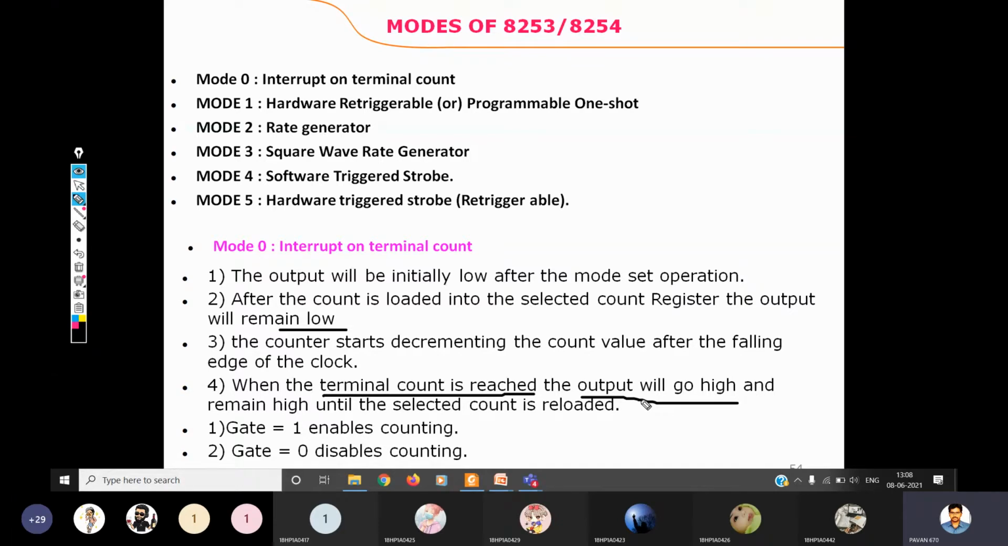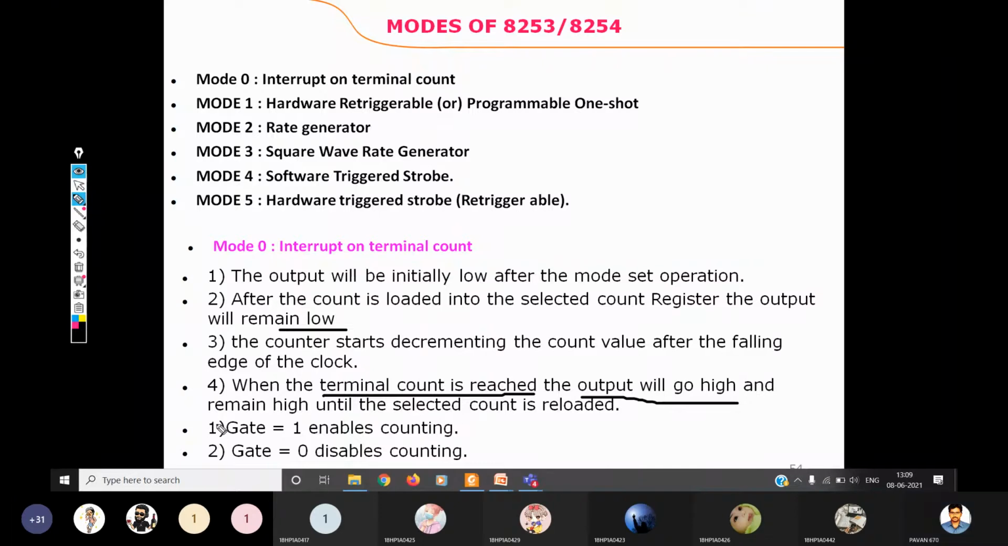Don't think of it as enabled or disabled, because the output signal is enabled, but it maintains a low state. In mode 0, the output signal for a particular counter will maintain a low state till the terminal count is reached. When the terminal count is reached, the output signal changes its state from 0 to 1. How long will it stay in state 1? Again, till the counter is reloaded with some value.